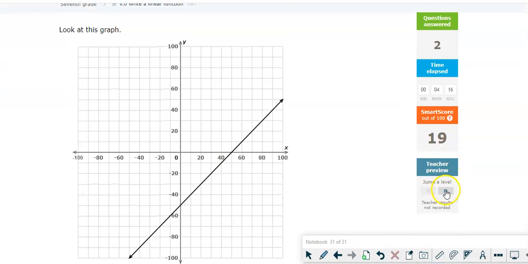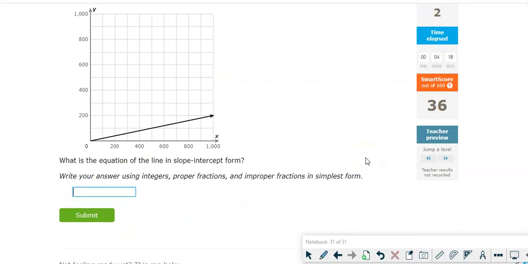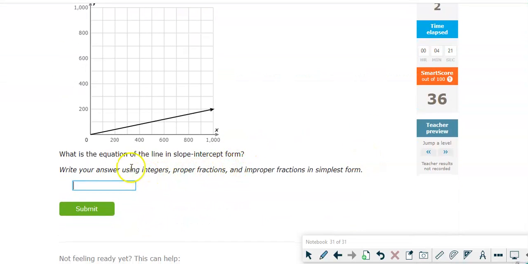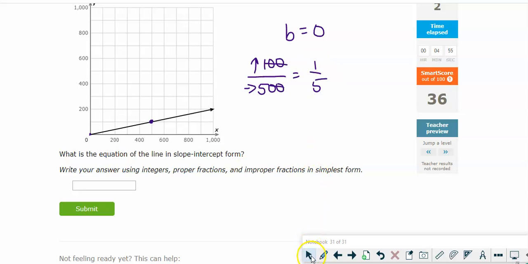I think we'll jump a level. Let's see what we get. Okay. Oh, these are counting by hundreds. Okay. All right. My b is still 0, so the y-intercept is 0. And then let's see, my slope, I'm going to go from here. Where's another intersection? The next intersection is right here. So I'm going up 100, and then right 100, 200, 300, 400, 500. So that these zeros cancel out. This is a positive, so this is a positive 1/5.